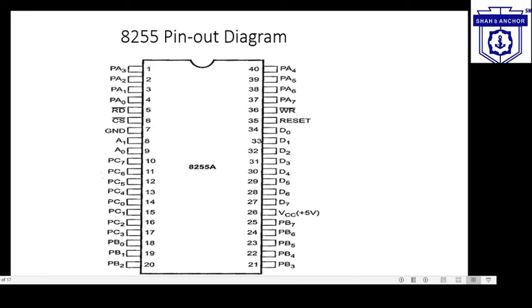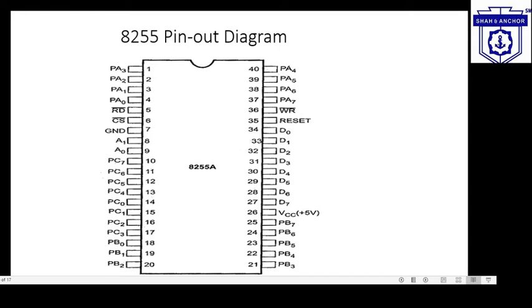On the pins, we can see that there are 3 ports, port A, port B and port C. Then we have the read-write signals. Then we have the power supply, VCC, that is pin number 26, which supports the plus 5 volt power supply. It has one ground pin, one read and one write pin.